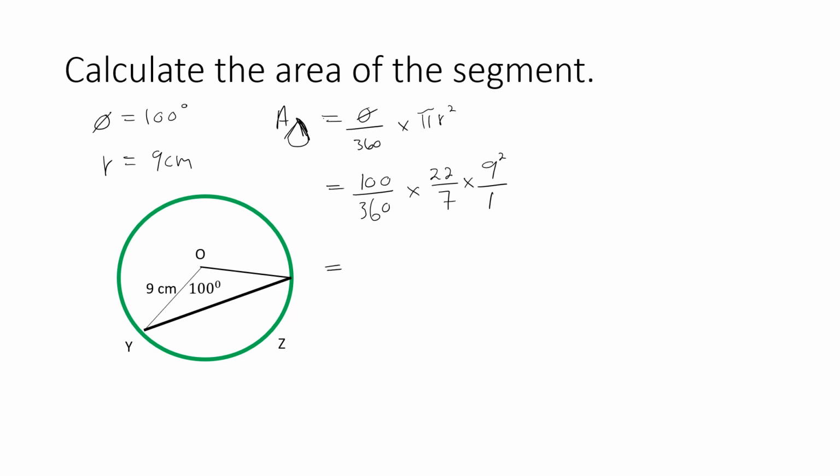So let me just multiply this out. So here I have 100 times 22 times 81. 81 will be 9 times 9, sorry, and then I divide that by 2520, and that gives me a result of an area of 79.4 cm squared, 1 dp. So that's the area of the sector.